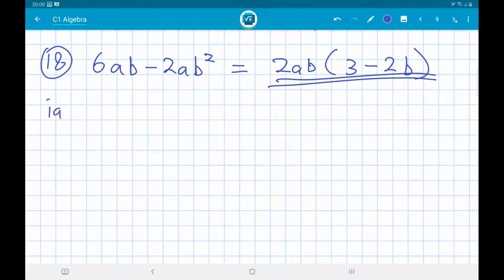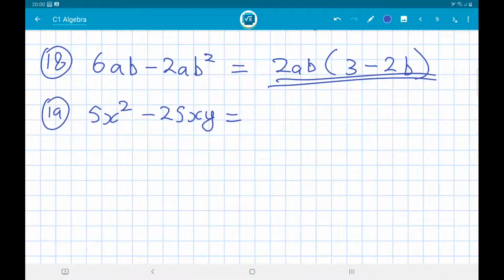18, 19, 5x squared minus 25x and y. That equals 5x on the outside, and you get x minus 5y on the inside.